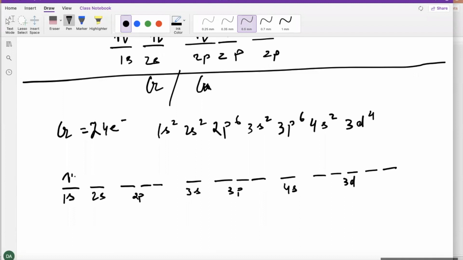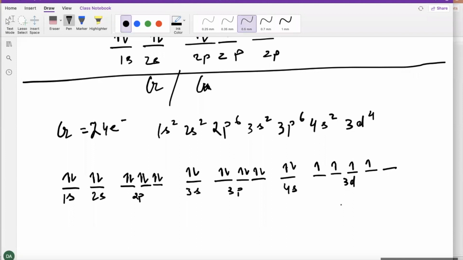So 1s2, 2s2, and then 2p6. You see, 2p is all full, 2p6. So they all are going to be paired up. Then you have 3s2, then we have 3p6. Again, guys, we know it's already full, so you can go in one go and just fill them up. But otherwise, you know how to first do one in each one, and then if you need to pair up, then you go and pair up. And then you have 4s2, and then you have 3d4. This is what this is going to look like.